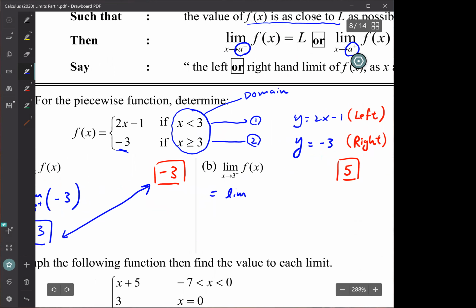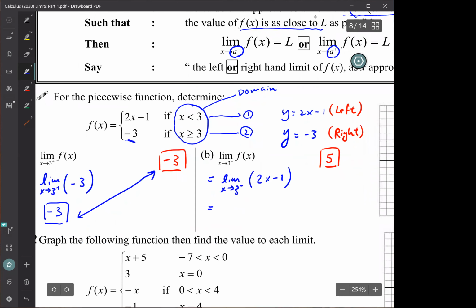So when you show work, you just write down the same thing, approaching 3 from the left side, and then you write down the piece that you picked. Once you determine the piece, then you just plug in the number. You plug in 3. You don't plug in 2.9. The little minus is just to help you determine which piece to use. But when you try to find the limit, you plug in the 3. So 3, plug it in, you get 5. So this answer matches our answer from reading the graph.